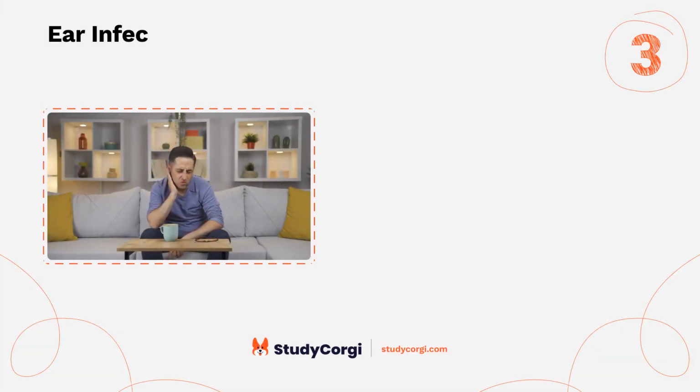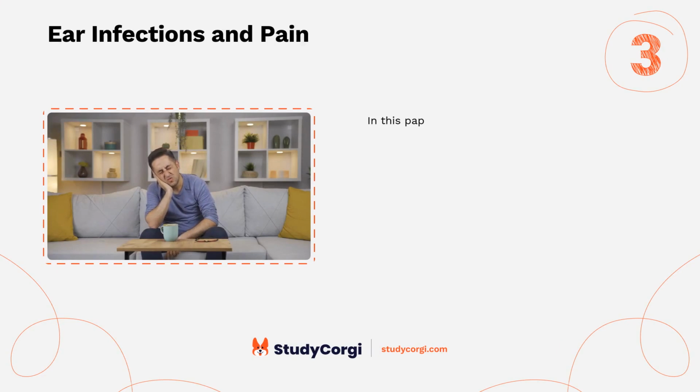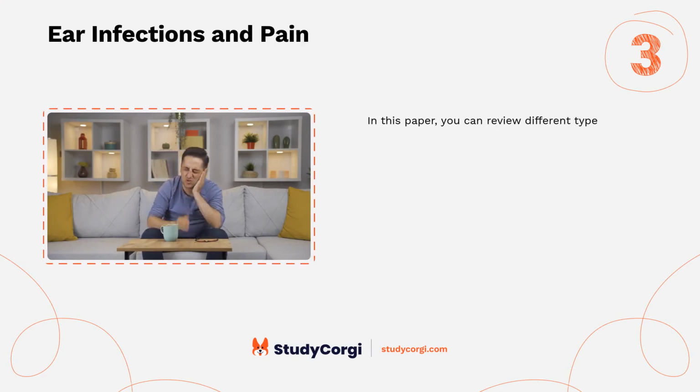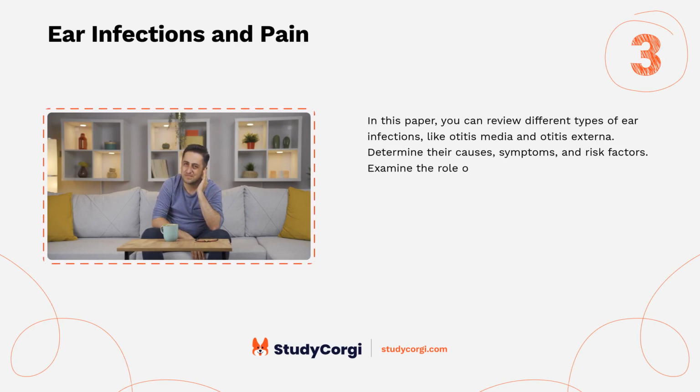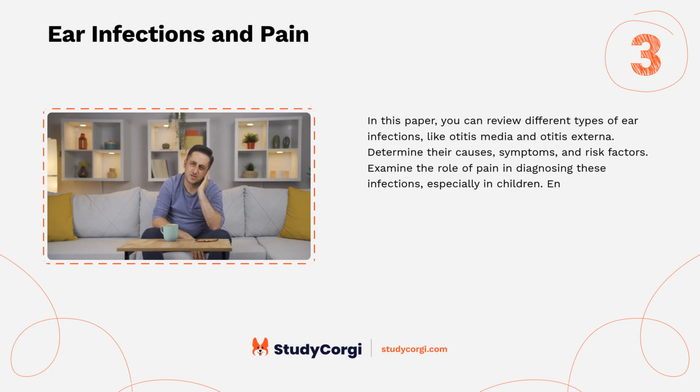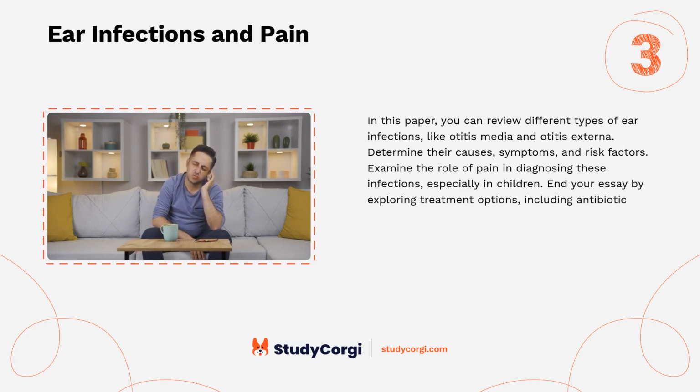Ear infections and pain. In this paper, you can review different types of ear infections, like otitis media and otitis externa. Determine their causes, symptoms, and risk factors. Examine the role of pain in diagnosing these infections, especially in children. End your essay by exploring treatment options, including antibiotics and pain relief.